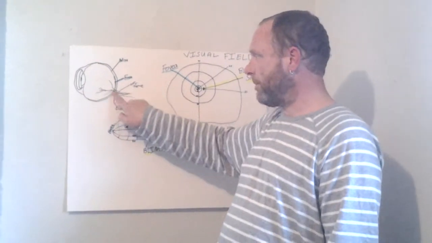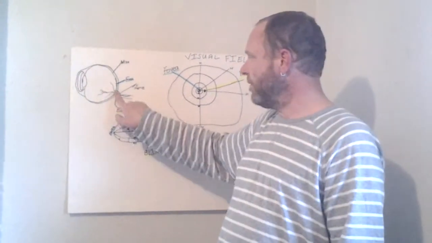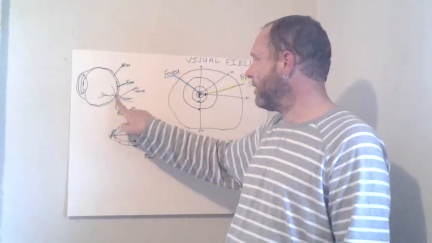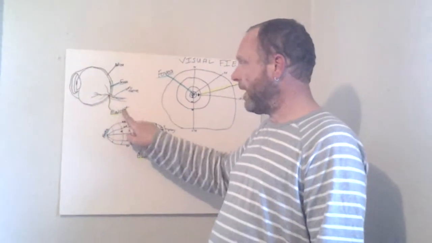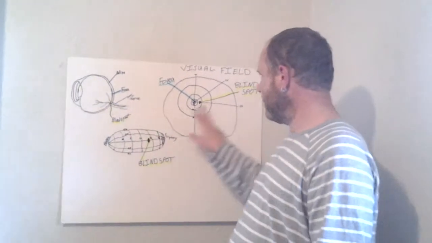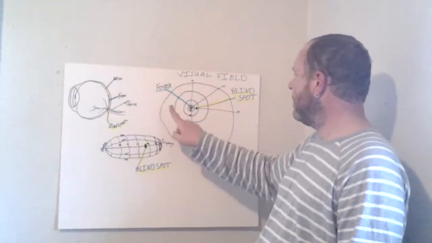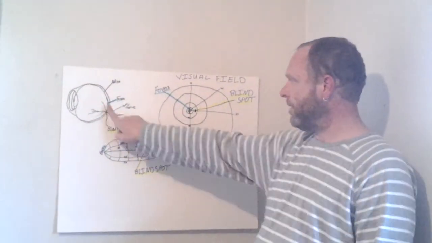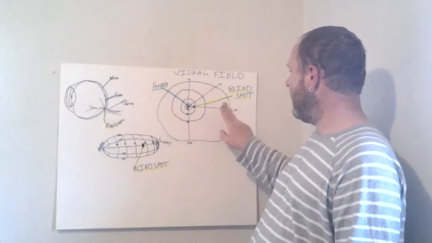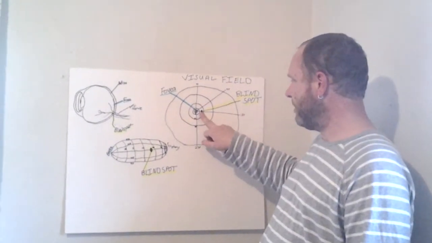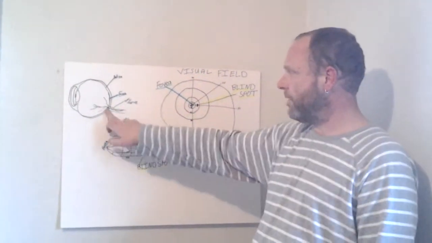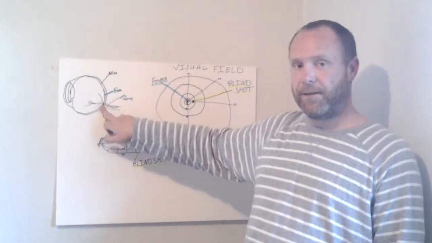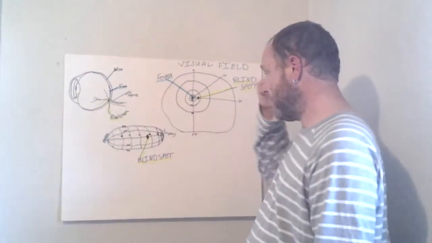optic disc where the optic nerve goes through the retina, and there's no photoreceptors in this area. This causes a blind spot. The blind spot in the visual field here, this would be the most detailed area where the fovea is, and this is the blind spot in the visual field, which represents where the optic nerve goes through the retina.